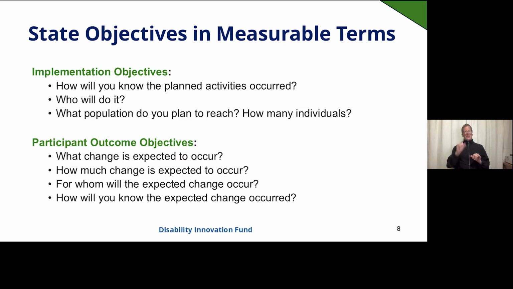Are you aiming for a 20% improvement in knowledge? A reduction in harmful behavior? For whom will the change occur? Be clear about your intended beneficiaries. Are you trying to impact youth, caregivers, professionals? And lastly, how will you know the change occurred? This ties directly into your indicators and data collection methods. Will you use surveys, interviews, observations? Together, these two sets of objectives help ensure that your evaluation is focused, measurable, and aligned with the goals of your program.